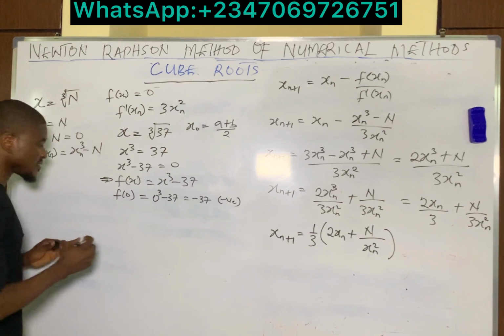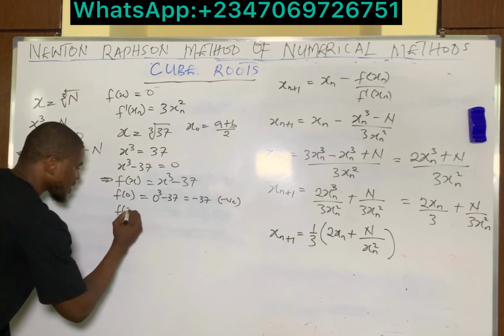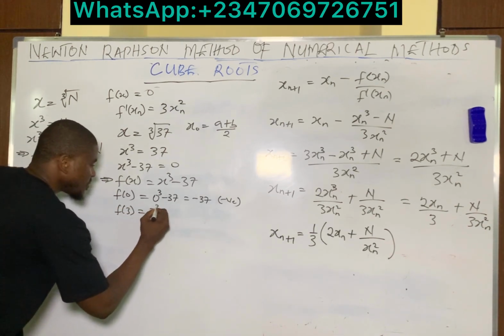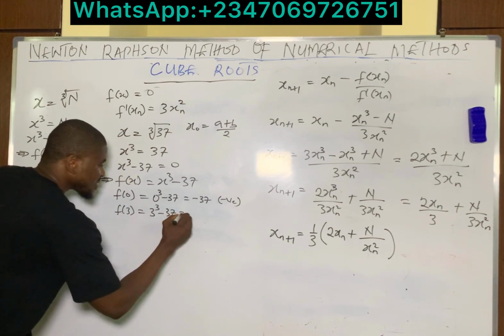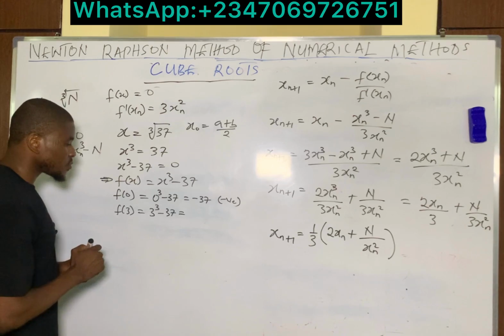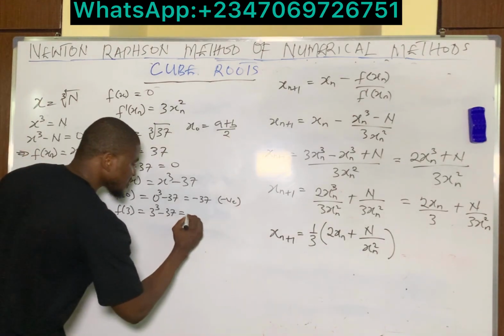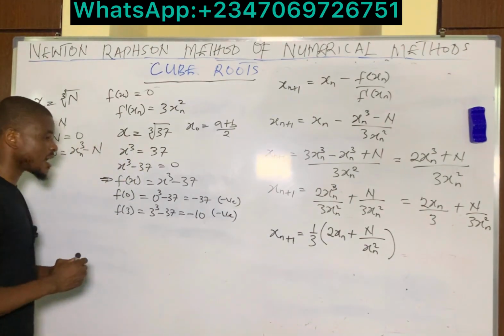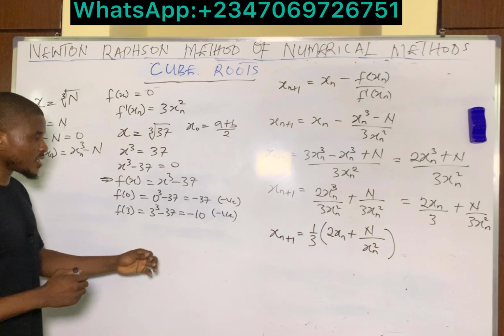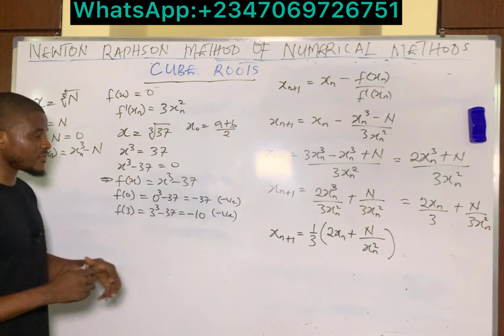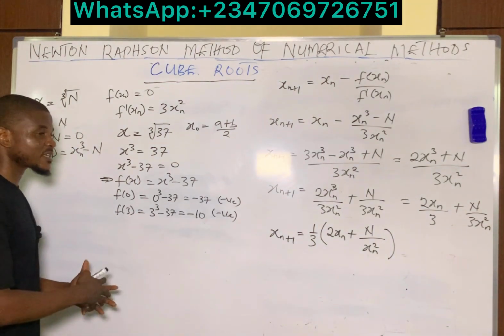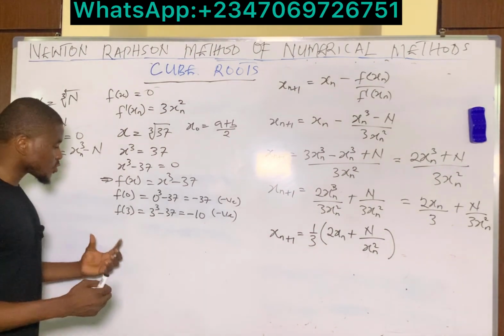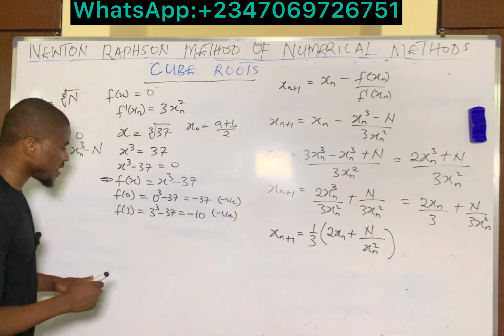Let's try when x is 3. We find f of 3. This is going to be what? 3 cubed minus 37, and 3 cubed is 27. 27 minus 37 once again gives us negative 10. The value is also now negative, so you can't pick any of these two, okay, because we are still on negative and negative. It has to change from negative directly into positive. So with 3, we have a negative value still.